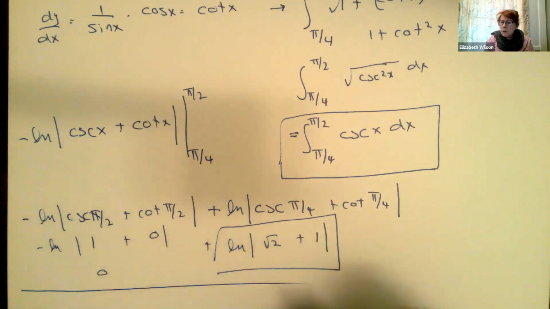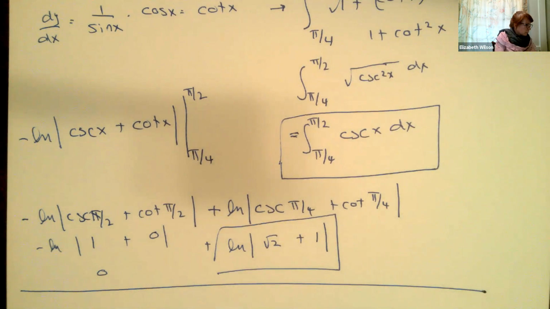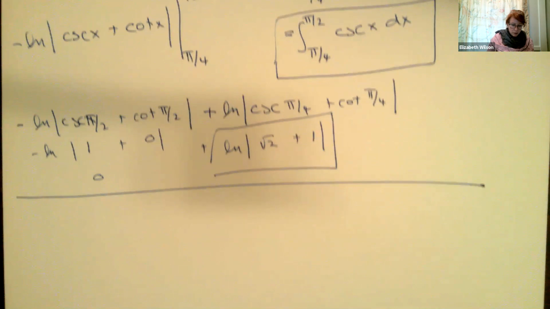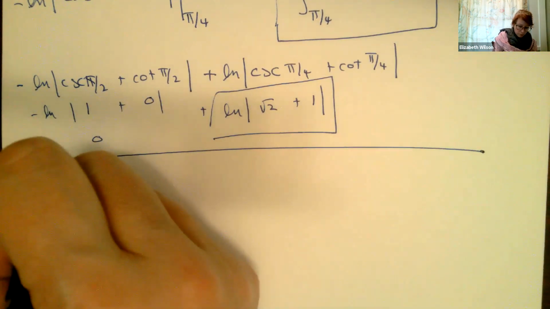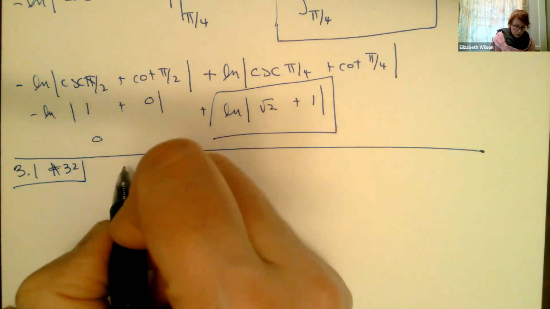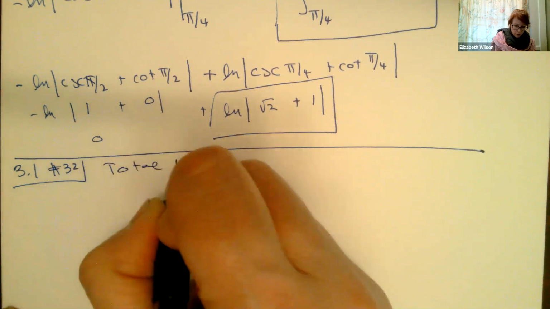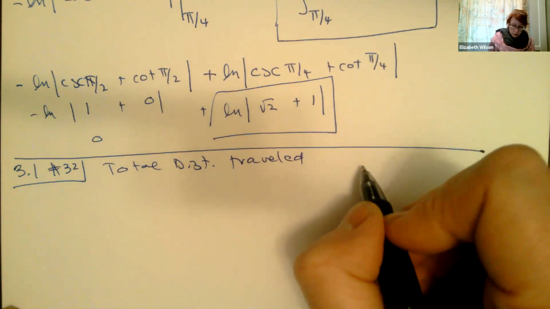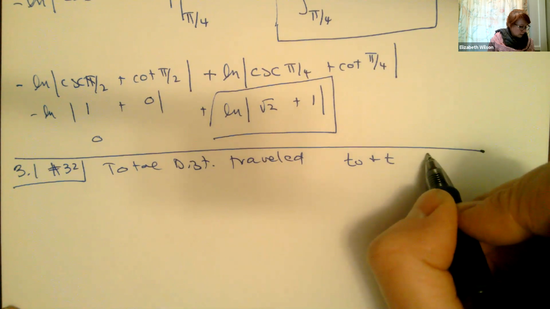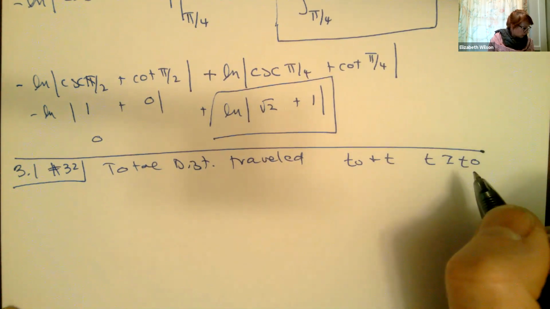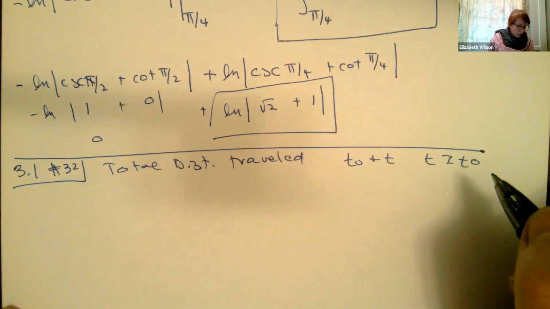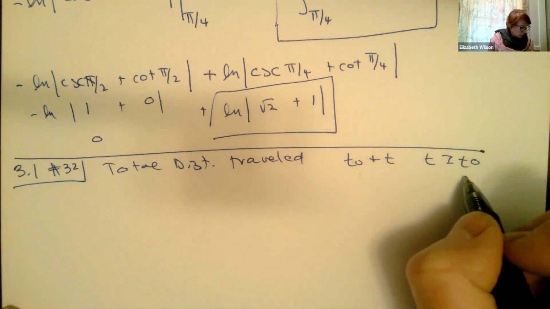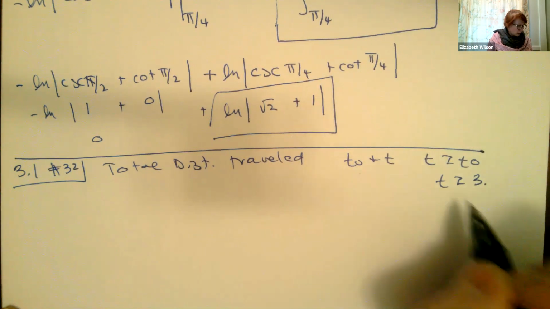3.1, number 32, sure, let me get that out. Okay, so 3.1, number 32 looks like this. We want to calculate the total distance traveled, and this is a particle going in a straight line. So we've got between t0 and t, and t is greater than or equal to t0. They gave us t0 equals 3.